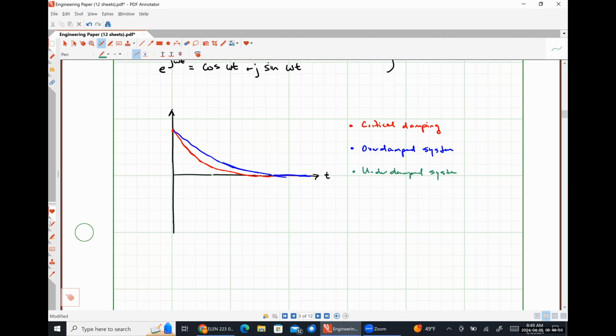So in an underdamped system, we'll hit the final value very quickly, but we're actually going to shoot on past it. And we're going to ring exponentially like so, so that the envelope of this curve looks like an overdamped curve.